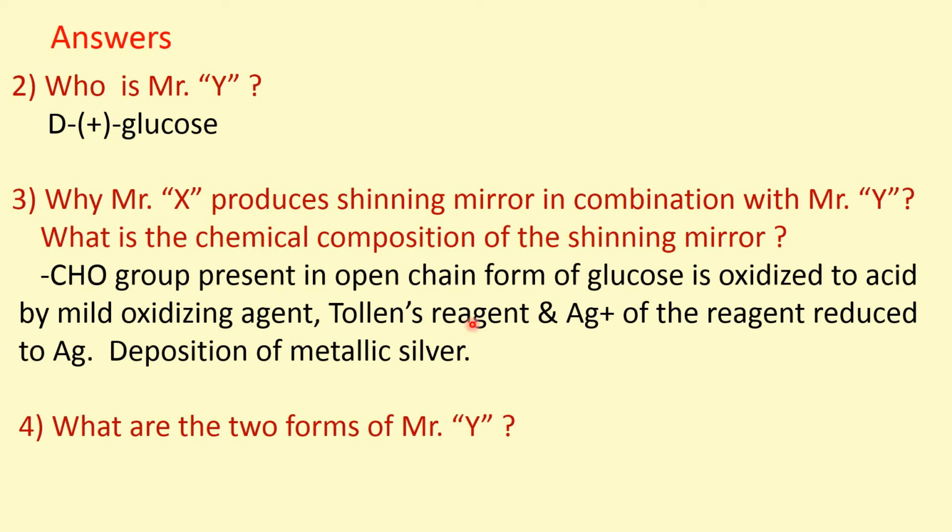So, the CHO group present in the open chain form of glucose is oxidized by the mild oxidizing agent like Tollens reagent to gluconic acid, and then the silver ion of this Tollens reagent is reduced to metallic silver. That means the chemical composition of the shining mirror is metallic silver, deposition of metallic silver. Number 4. What are the 2 forms of Mr. Y? One form is alpha D plus glucose and the second form is beta D plus glucose.